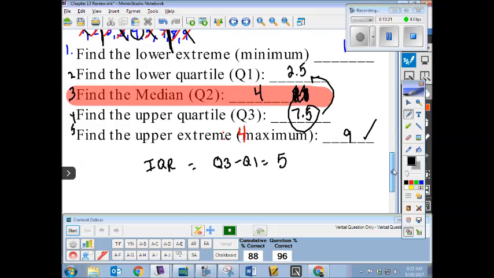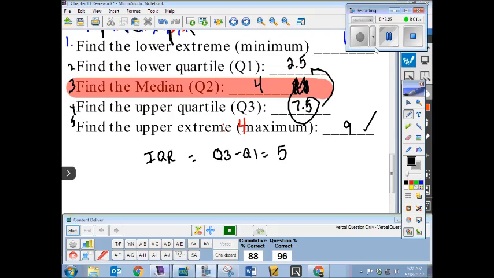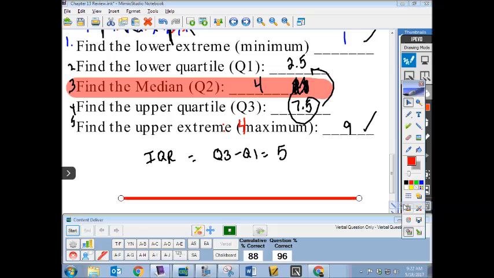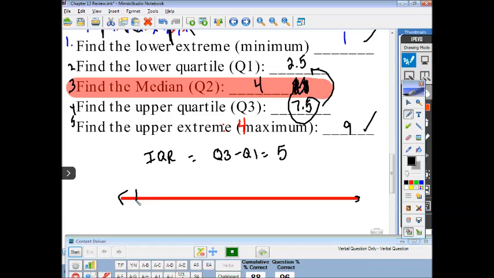That's our interquartile range. Now, last thing I want to talk about is making sure you all know that you're going to have to be able to draw a box and whisker plot. So the first thing you're going to do is number it. We know that we need to go from 1 to 9: 1, 2, 3, 4, 5, 6, 7, 8, 9. Guys, stop moving around, please.